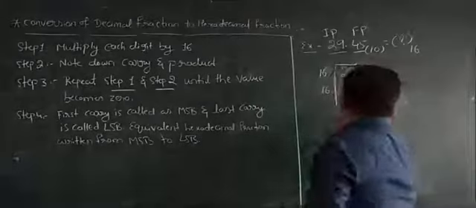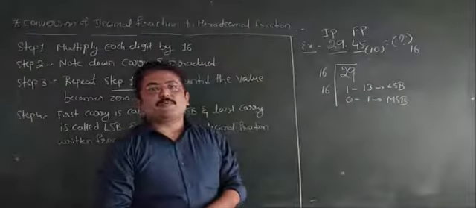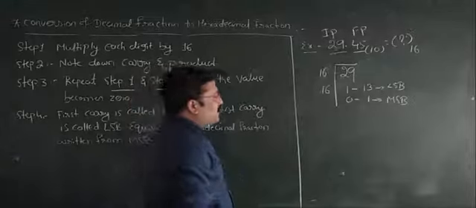So leave it. So now from MSB to LSB, I can write the hexadecimal number.